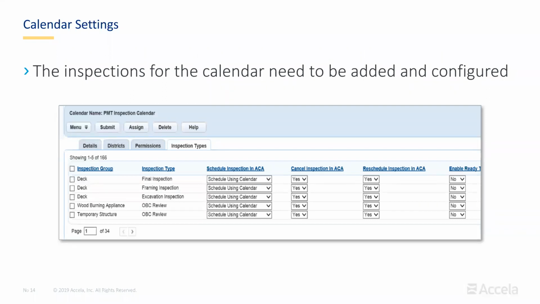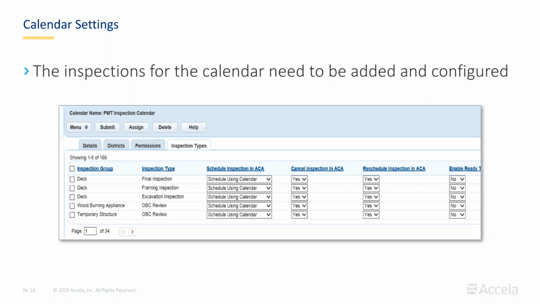So if you had code enforcement, health for food inspections, and a building department, with a lot of different types of inspectors and you wanted to do different calendars, you would use the combination of districts and inspection types, or you could just use inspection types to control which inspections that calendar used.